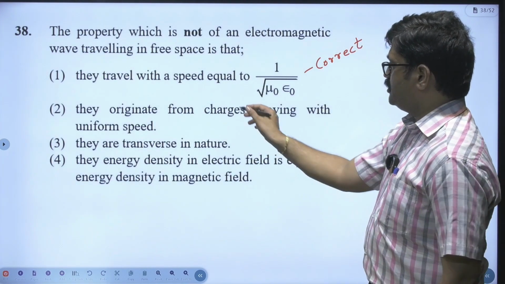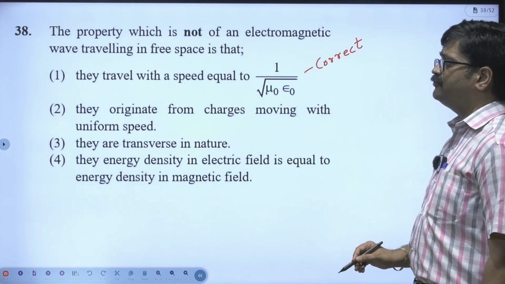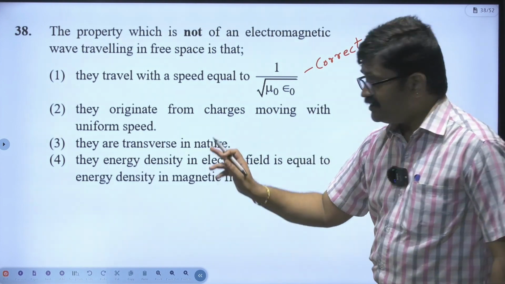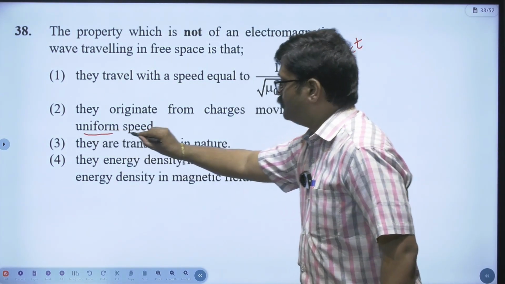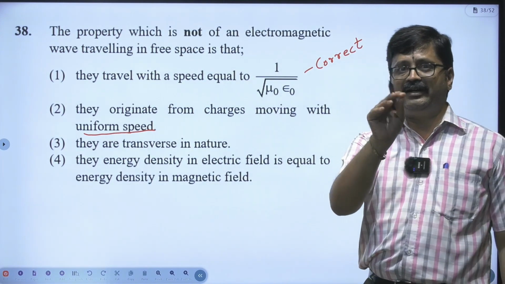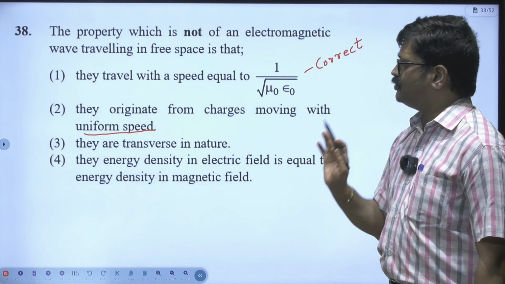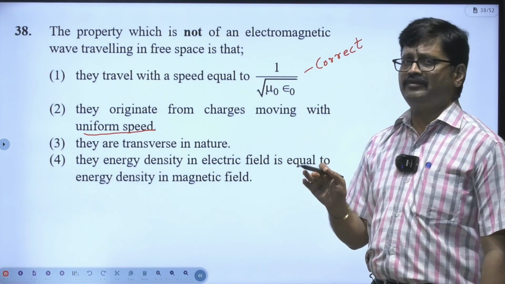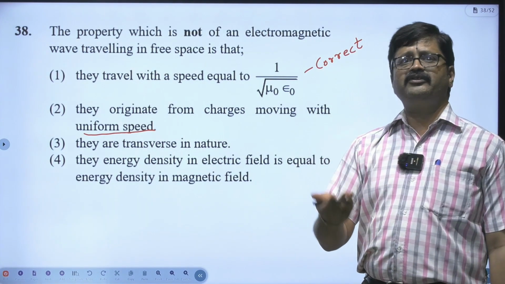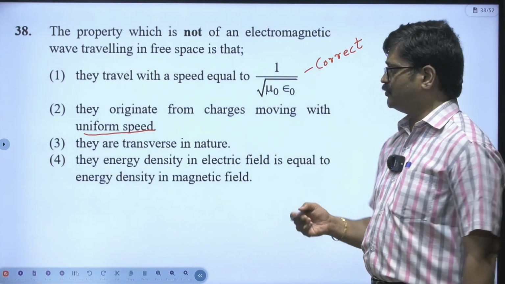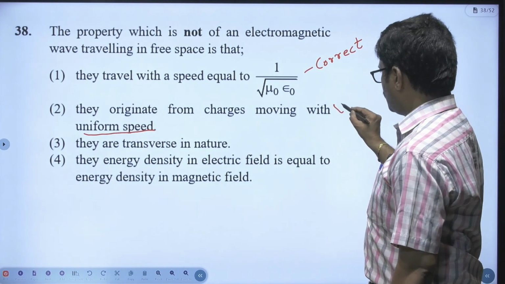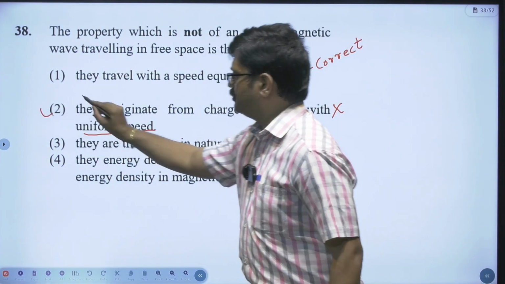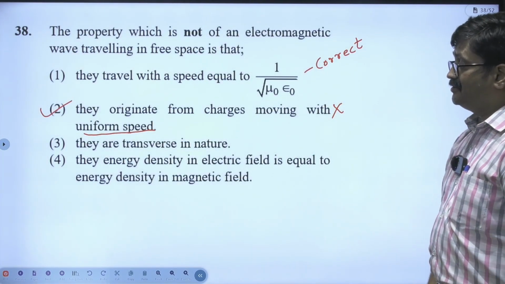Then they originate from charges moving with uniform speed. This is where you have the catch. Uniform speed. If you keep speed uniform, you cannot originate magnetism. Magnetic effect cannot be initiated. So very clearly this is the wrong one. So I'll just pick option 2 as my pick.